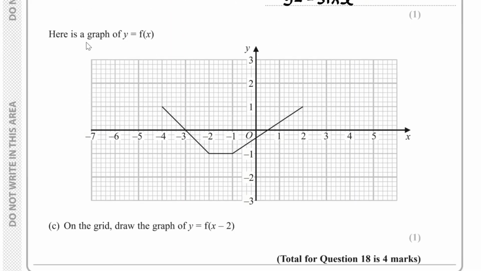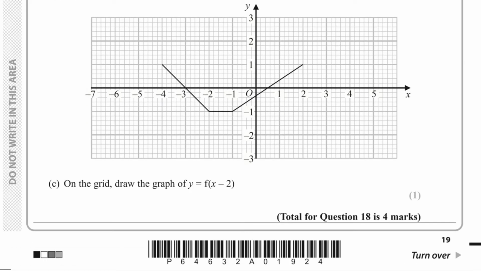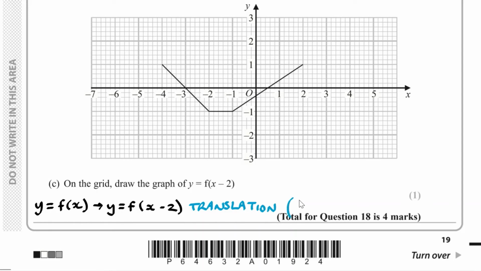Then, here is a graph of y equals f of x, and on this grid we have to draw the graph of y equals f of x minus 2. Well, going from y equals f of x to the graph of y equals f of x minus 2, this over here is a translation by the vector (2, 0). I need to shift this graph 2 units to the right.